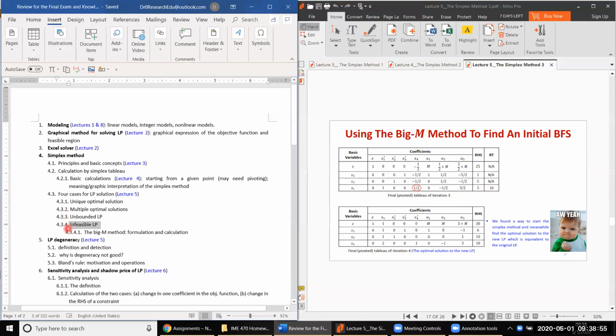So we introduced these 4 parts. Please review very carefully how to determine them. What are the detection rules for them? And you need to know how to operate the Big M method.